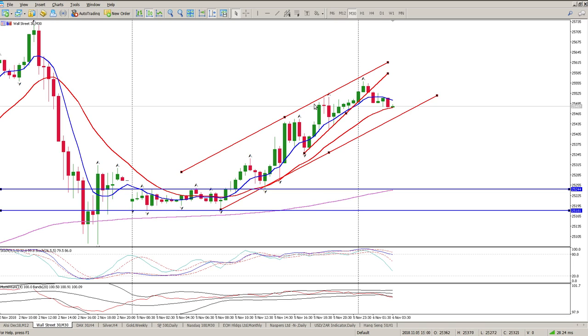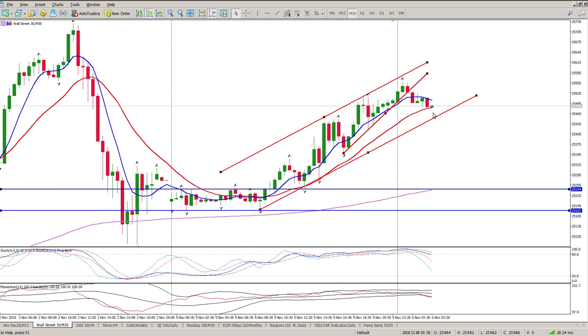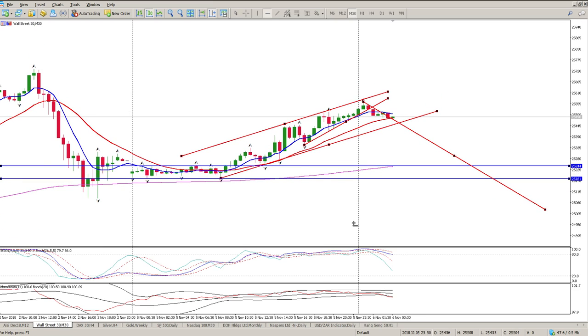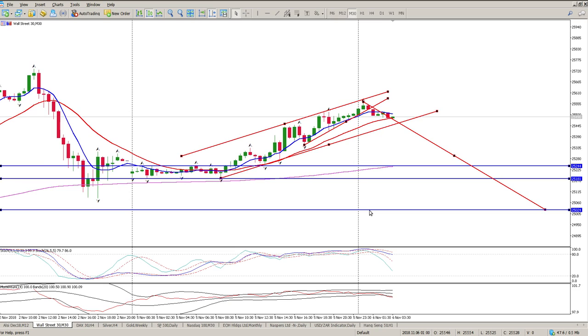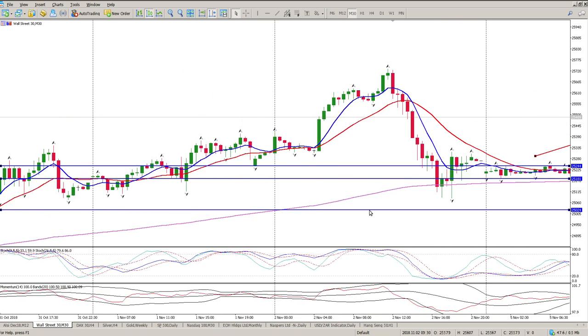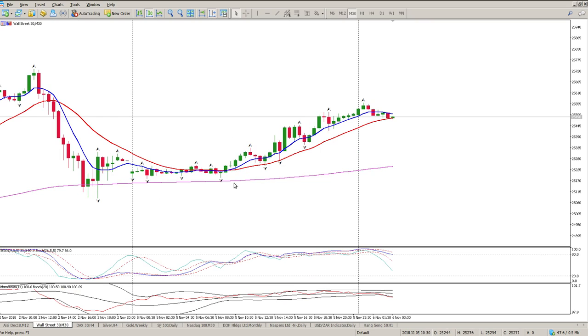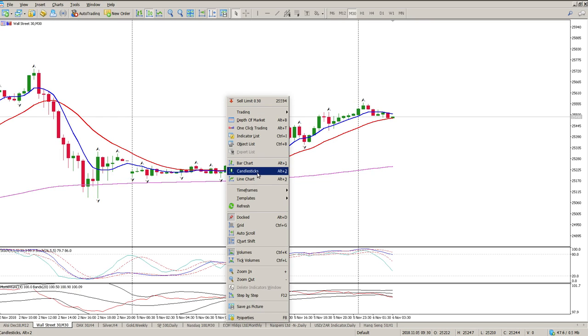You've got a channel, you've got a wedge, you've got so much happening here. The other scenario that could play out is that we get a second move of that nature, bringing us all the way down to 25,024 or 25,000.